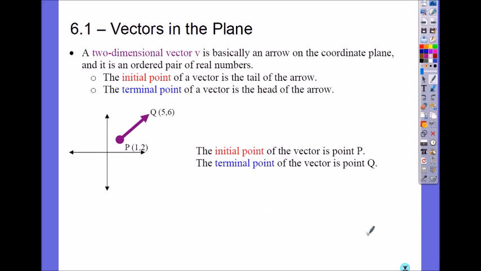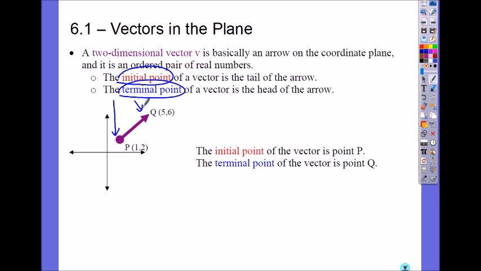So first, vectors in the plane. A two-dimensional vector V is basically an arrow on the coordinate plane. And you will have 2 points, right? Where you start, which we call an initial point. This is an initial point. And where you end will be called the terminal point. So if you have 2 points, where you start and where you end, you can write a component form of a vector and find the magnitude and direction.